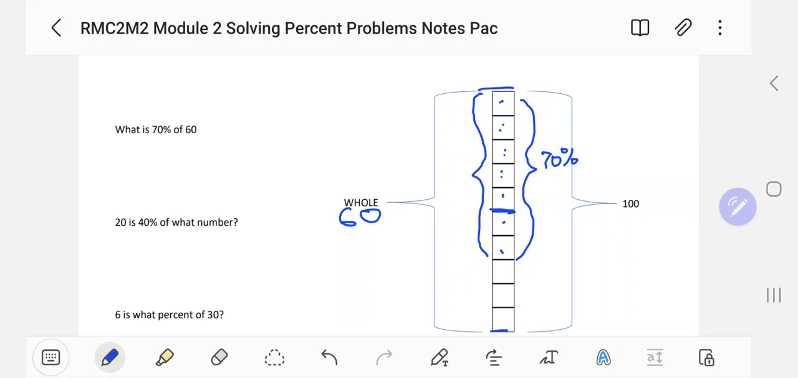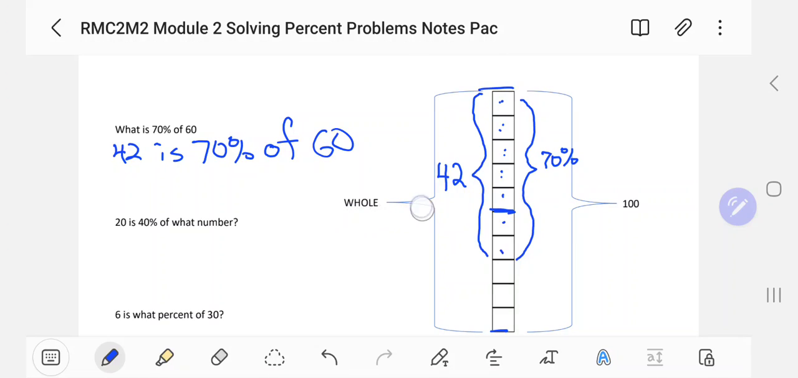7 sets of 6. So that would be 7 sets of 6. 7 sets of 6 is 42. Okay, so 42 is 70% of 60. All right, so we're finding a percentage of a whole. A percentage of a whole is just a piece of a whole.